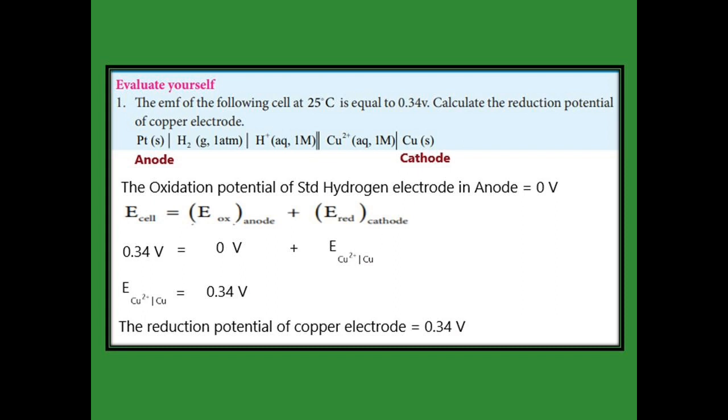And for the whole cell, the sum of both half cells we get as E cell. So E cell is equal to E oxidation of anode plus E reduction of cathode. Here the anode is the hydrogen electrode, and the volt we are getting is 0 volt, and E cell we get from the problem is 0.34 volt. In the cathode half cell we have copper, so the copper reduction potential we get is 0.34 volt.